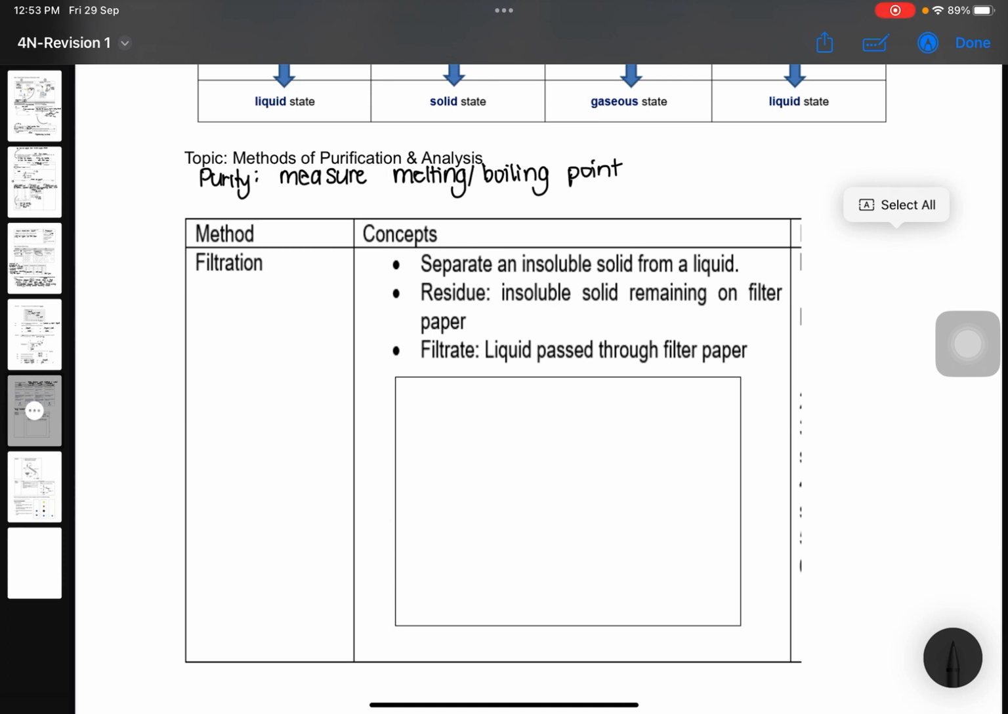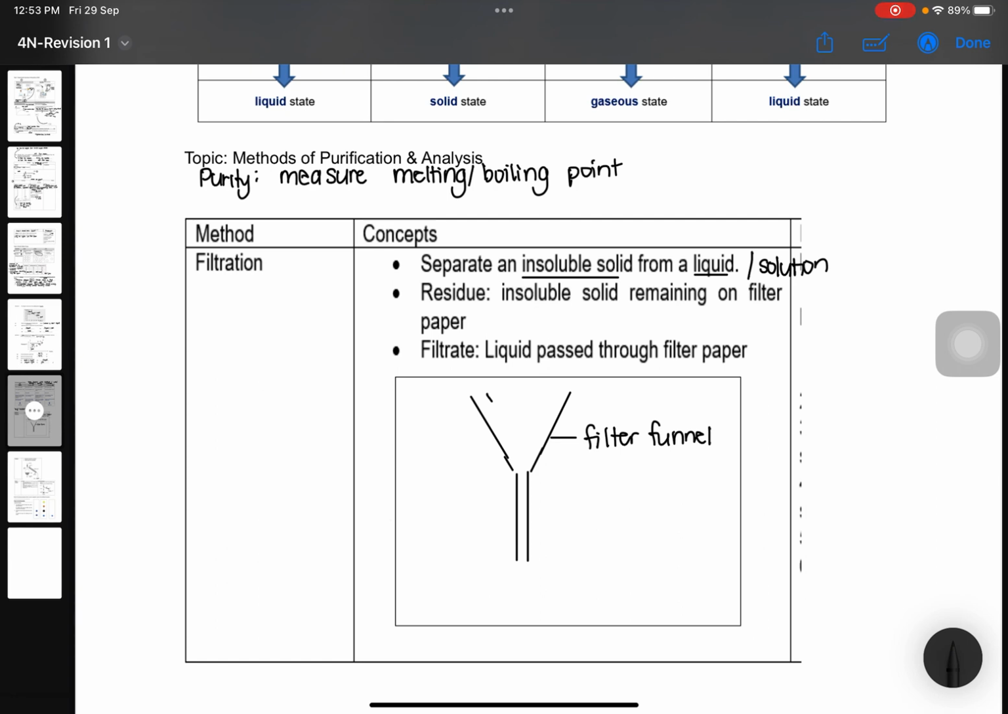Okay, so the first method of separation is known as filtration. You want to separate a solid that is not soluble from a liquid or a solution. You will be asked to draw the setup. So what you draw, okay, draw your filter funnel. You need to label it. So this is your filter funnel.